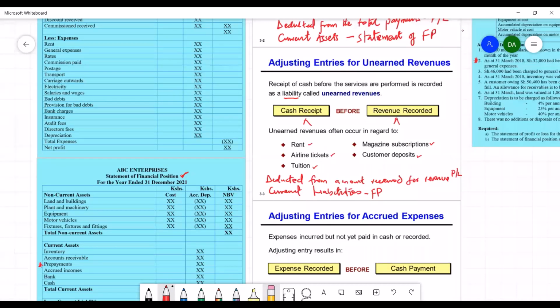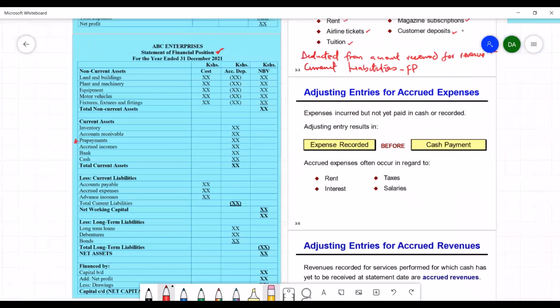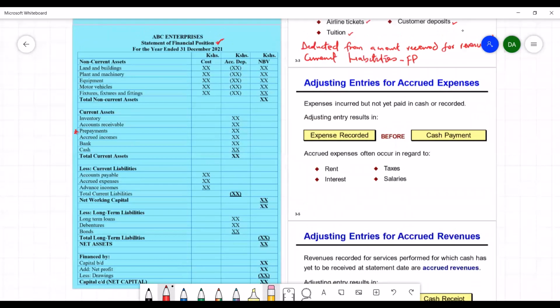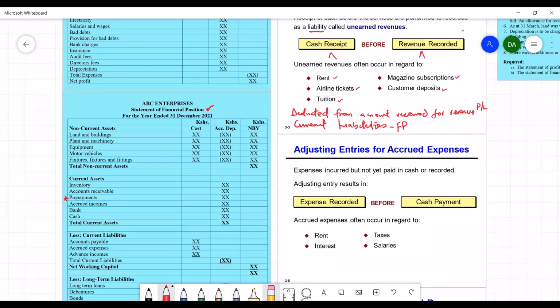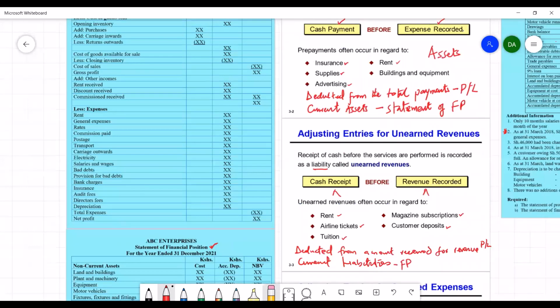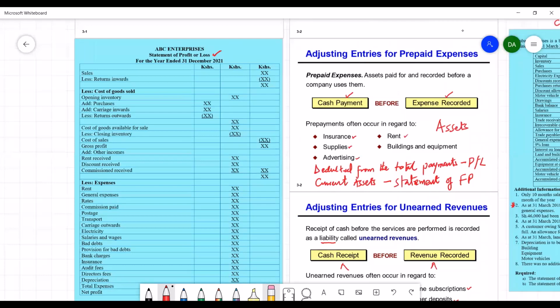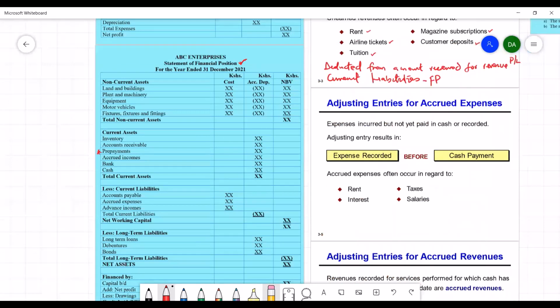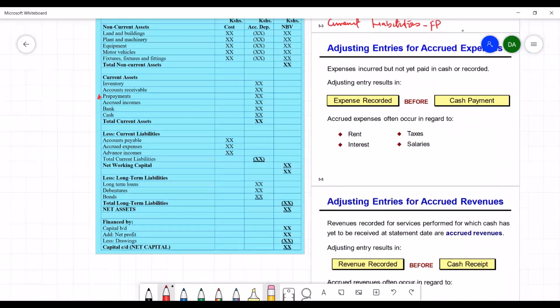Let us see where that falls. If, let's say, we have sales as revenue and there's some unearned sales, then we subtract them from the sales here. But then in the statement of financial position, unearned revenue will be reported here, as current liabilities. So you can see under current liabilities, there is advance incomes. These are incomes received in advance. That is the unearned revenue and reported as current liabilities in the statement of financial position.